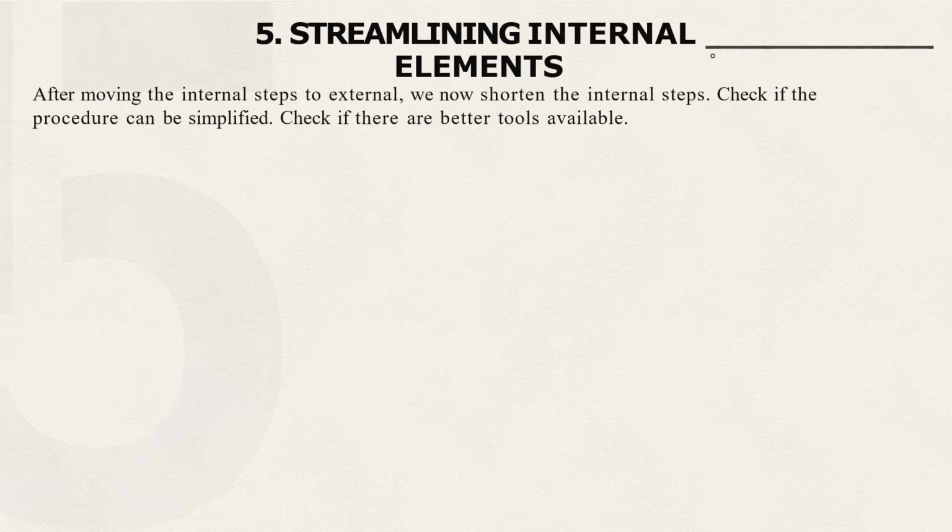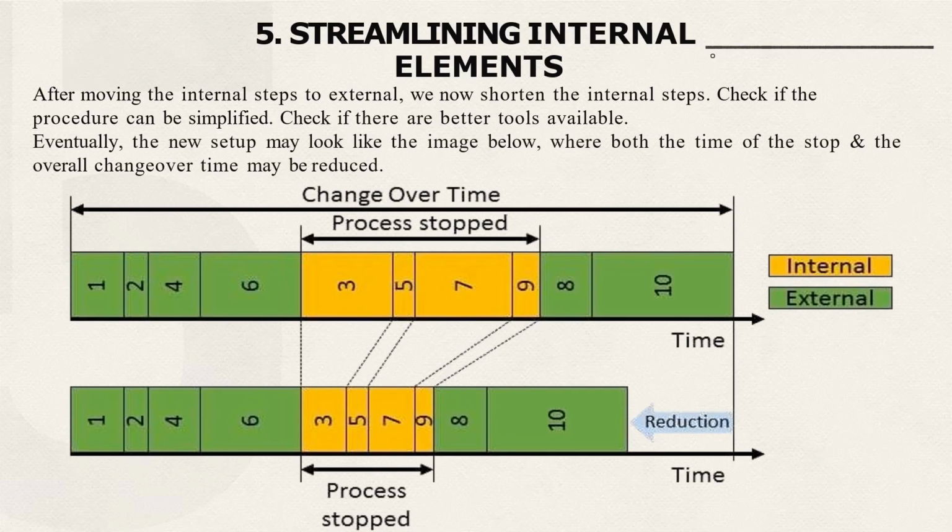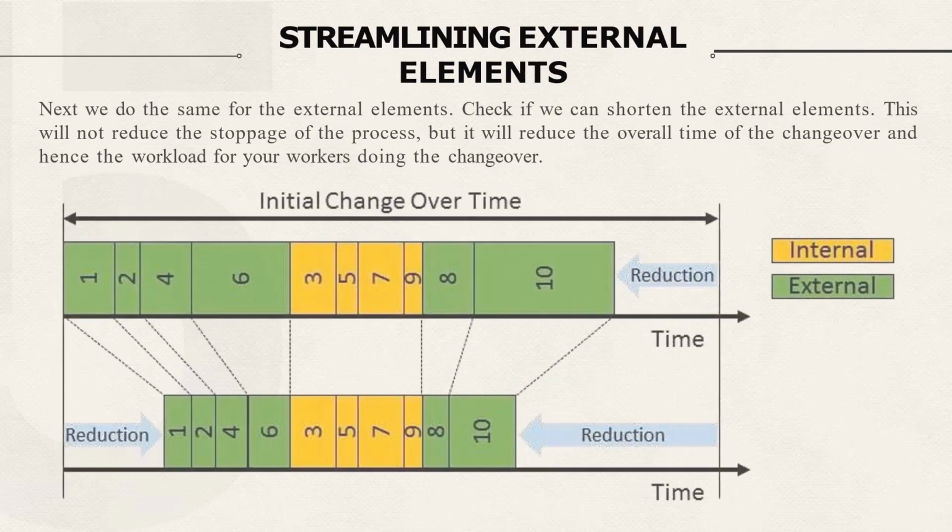After moving the internal steps to external, we now shorten the internal steps. Check if the procedure can be simplified. Check if there are better tools available. Eventually, the new setup may look like the image below, where both the time of the stop and the overall changeover time may be reduced. Next, we do the same for the external elements. Check if we can shorten the external elements. This will not reduce the stoppage of the process, but it will reduce the overall time of the changeover and hence the workload for your workers doing the changeover.